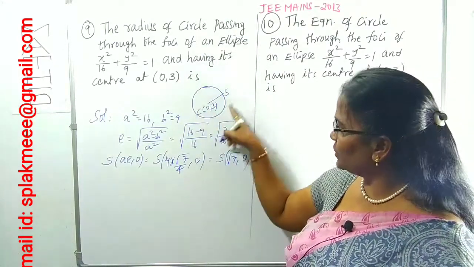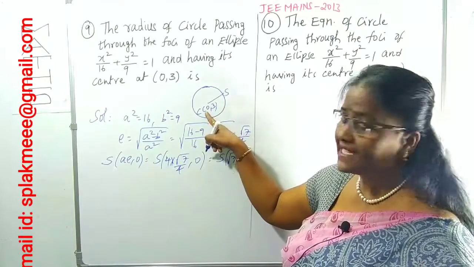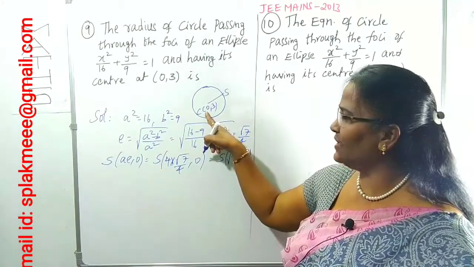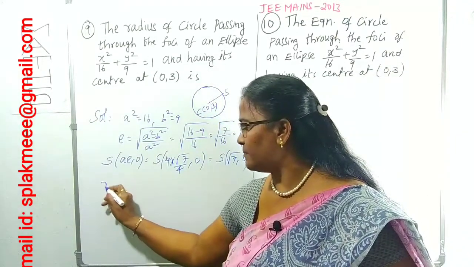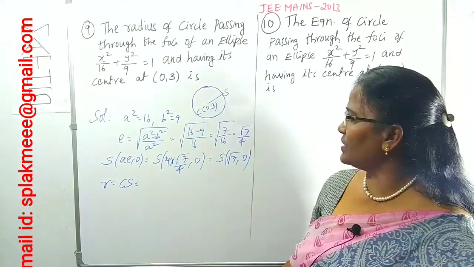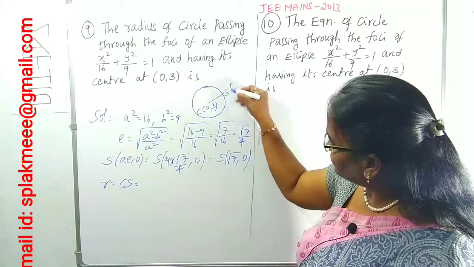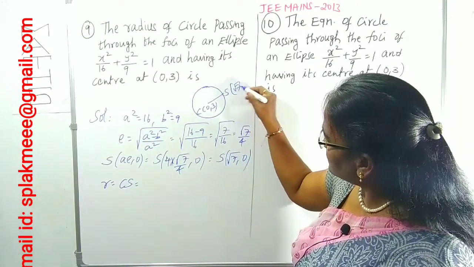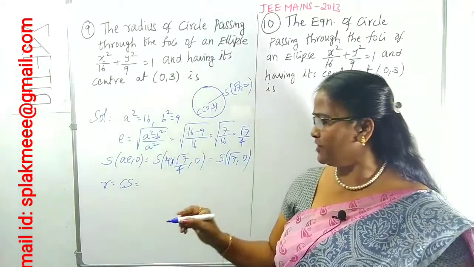Now the circle is passing through the focus of the ellipse and has its center at (0, 3). Now the radius of this circle, R, is simply the distance between C and S, right? You know C is (0, 3) and S is (root 7, 0). You know the distance formula between the two points.